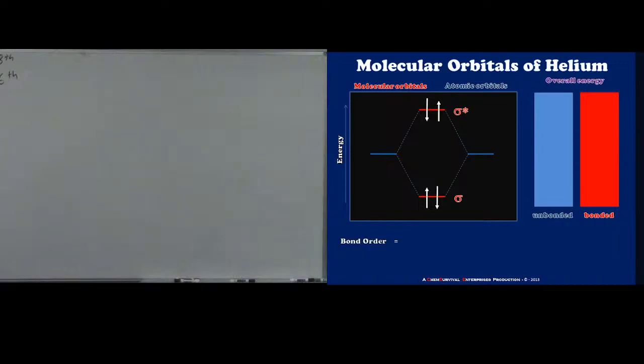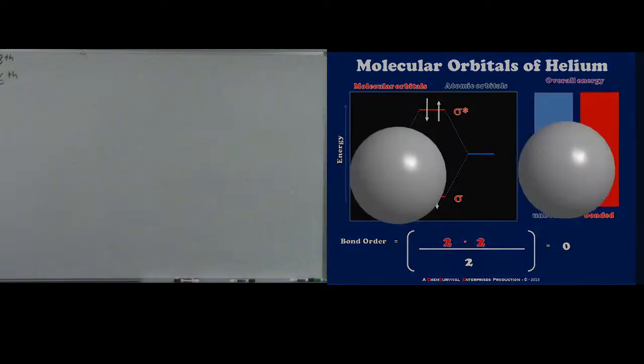This is easy to see in my calculation of bond order, in which I have 2 bonding electrons, but also 2 antibonding electrons canceling them out. Therefore, the net bond order is 0, meaning my prediction is that helium atoms will not form a diatomic molecule.